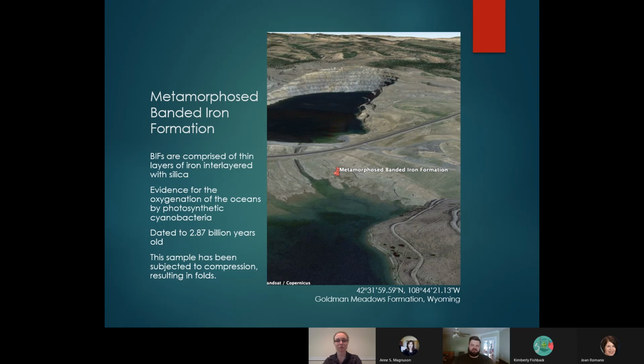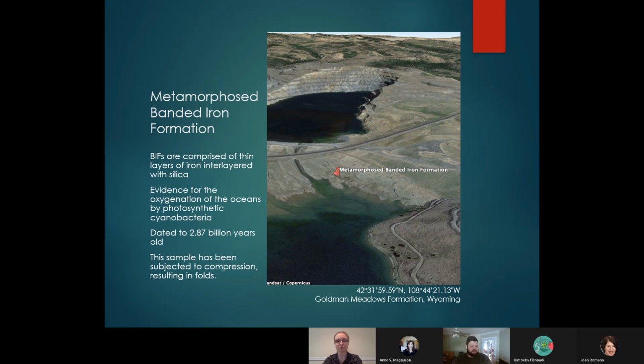These layers of iron got interwoven with layers of silica, just other sediment in the area. This particular site has been metamorphosed. So instead of just being perfectly flat layers, it has been metamorphosed in such a way that you get these folds and twists in the rock. This formation was found in Wyoming, and it was dated at 2.87 billion years old, which is one of the oldest BIFs found in history.